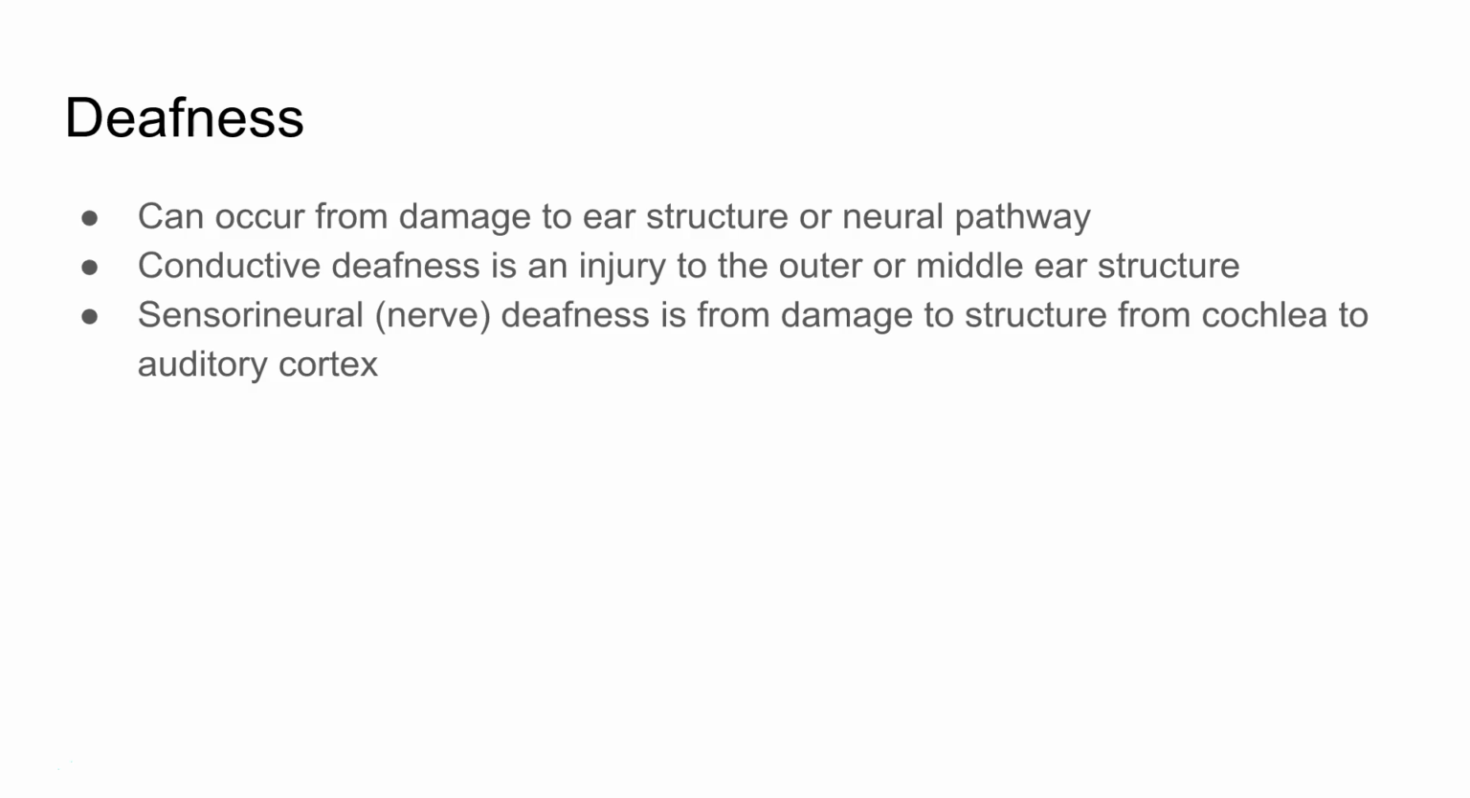And then the last thing to deal with in the auditory process is deafness. Deafness can occur in two different ways, so there are two different types of deafness. The first is from damage to the ear structure, and that's called conductive deafness, and that's injury to the outer or the middle ear structure. That can happen if you have an eardrum that bursts or something like that. And then the other one is if there's damage to the neural pathway, and that's sensory neural or nerve deafness, and that's if there's damage anywhere between the cochlea and the auditory cortex. So that could be along the auditory nerve, that could be along some of the basilar membranes, but anywhere from the cochlea to the auditory cortex is what we call nerve deafness or sensory neural deafness.